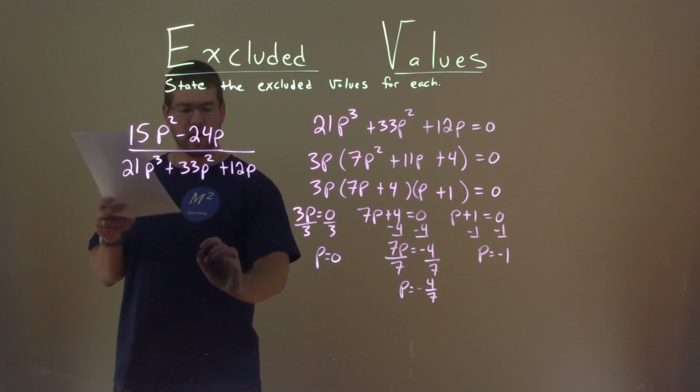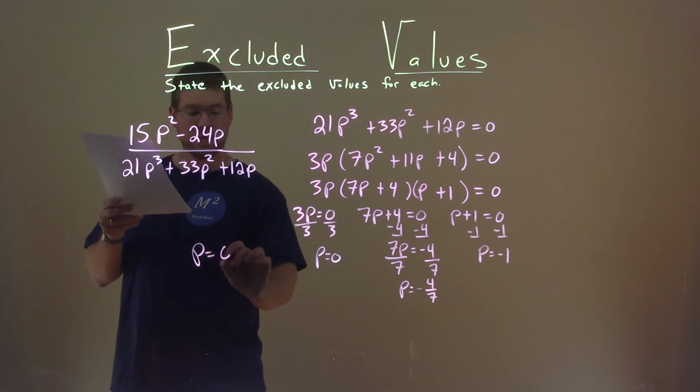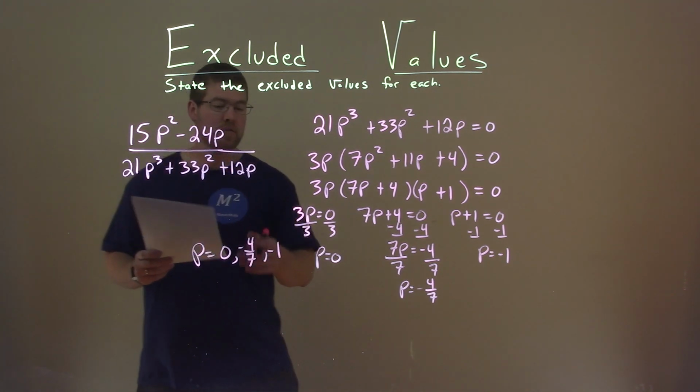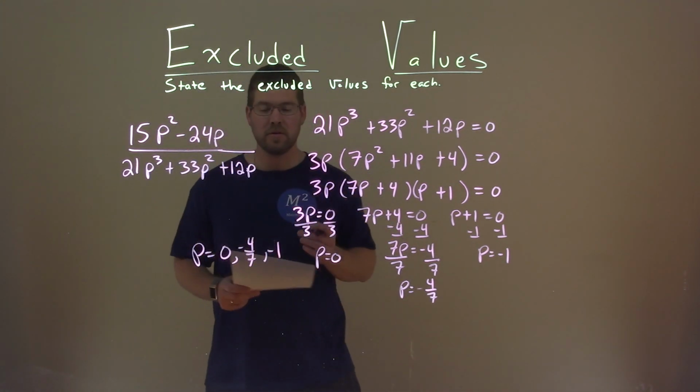And so our three values here are just 0, negative 4 sevenths, and negative 1, and those are the three values that are our excluded values.